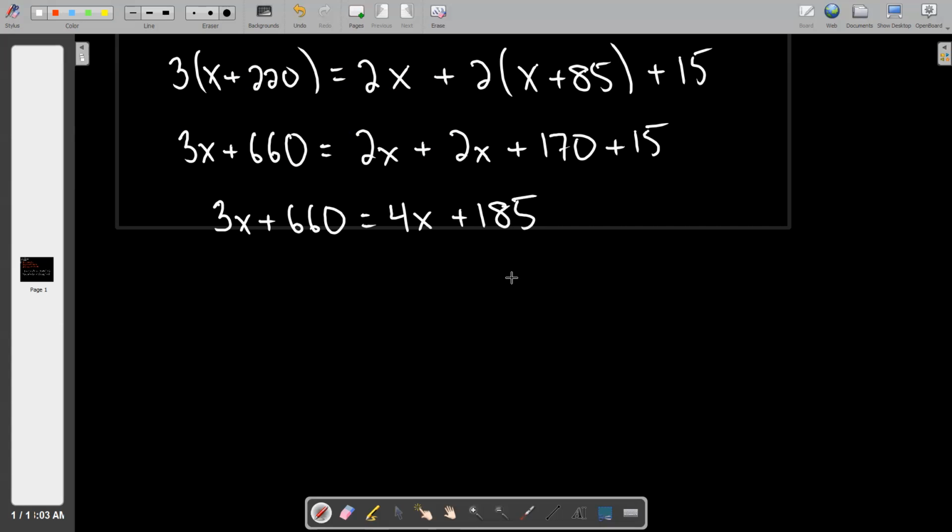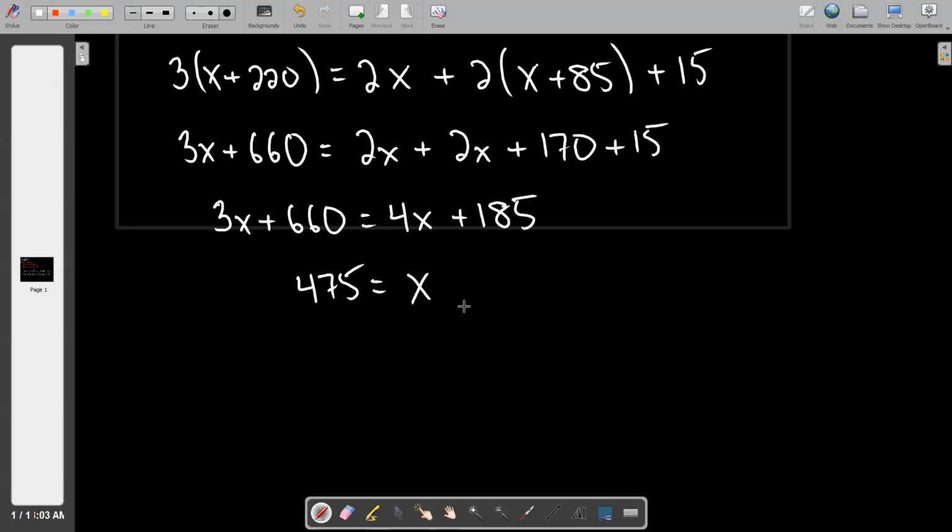And from here, the flow ought to be kind of ingrained in you. That's one of the goals before you leave this year, is to get you to solve equations 100% well, but also 100% quickly and efficiently. So I'm going to pull the 3x over to the right to give me positive 1x, because that makes sense. And then I'm going to pull the 185 to the left, leaving me with 475. So that's the cost of one of the items in terms of pennies.